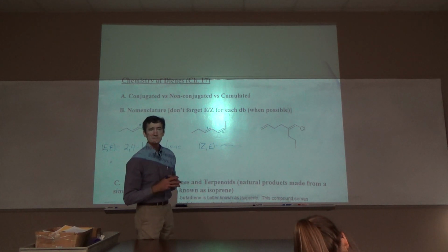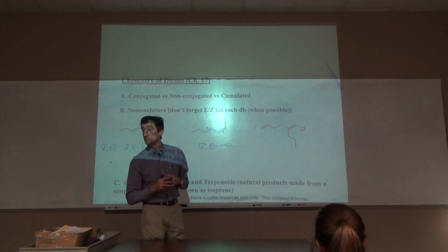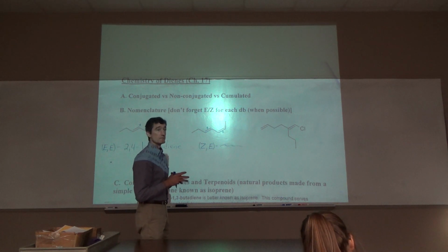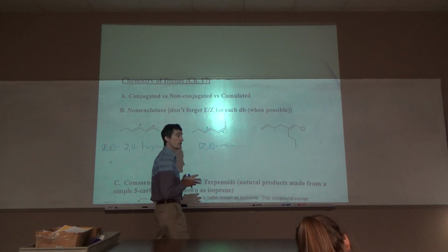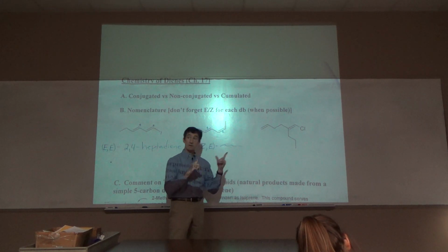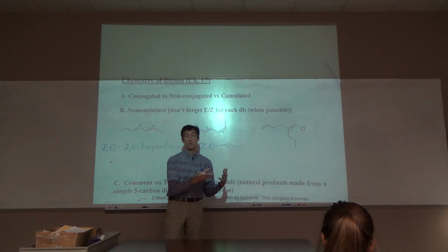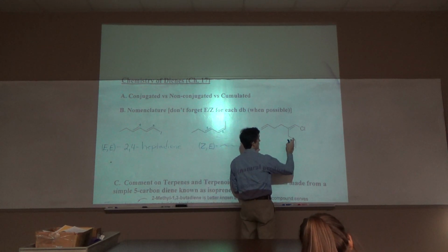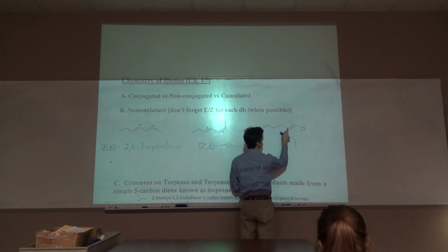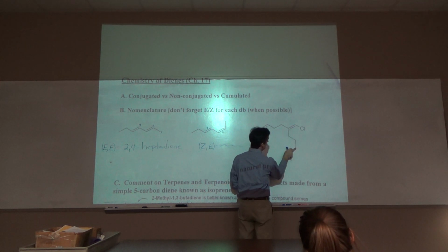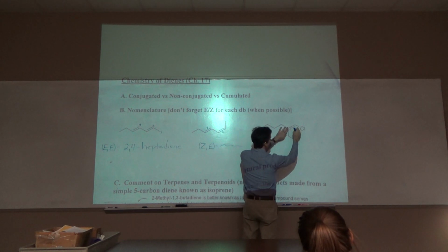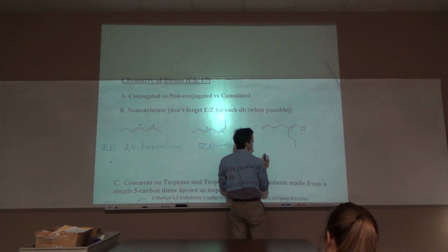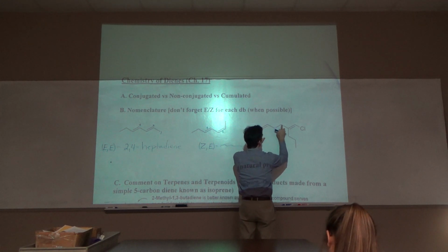What's the longest continuous chain? 6? Anybody get anything else? Yes, it's 6. With alkenes the longest continuous chain needed to contain the alkene, but with dienes it needs to contain both of them. So it's pretty much 1, 2, 3, 4, 5, 6. If you went this way, you would get longer, but this way would not include that alkene. You have to include both positions.